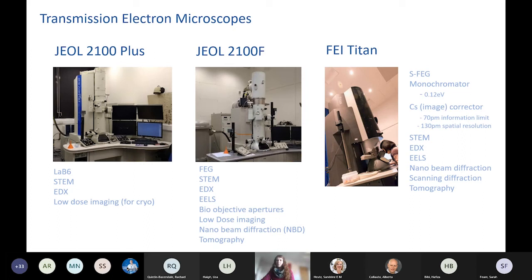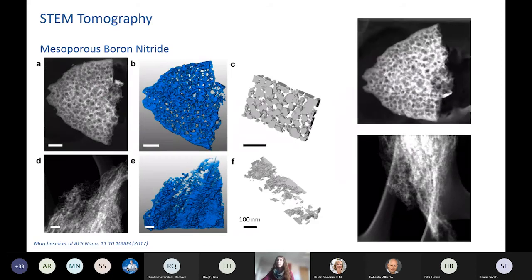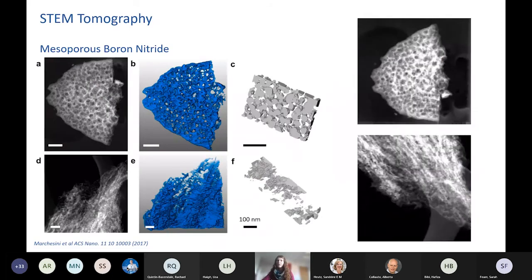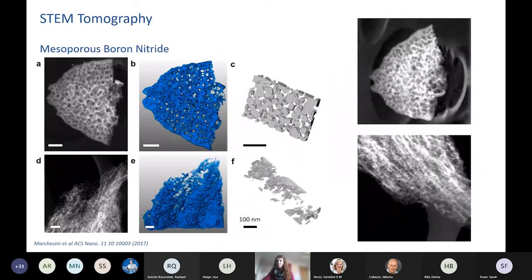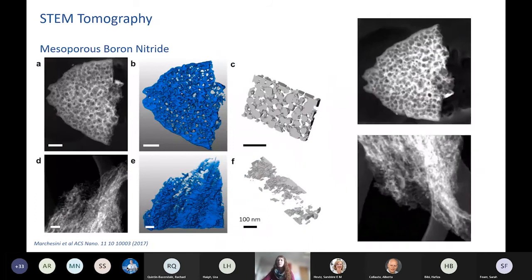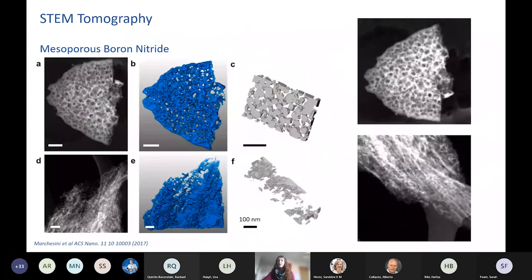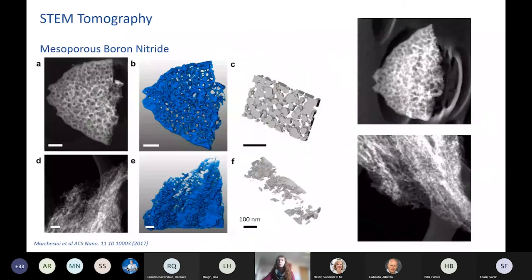So this is STEM tomography work. This was done with two of our former CDT students, Sophia Martinsini from Chemical Engineering and Josh Bailey from UCL. Boron nitride is used for a variety of applications, including catalysis, gas-liquid separation, and gas storage.